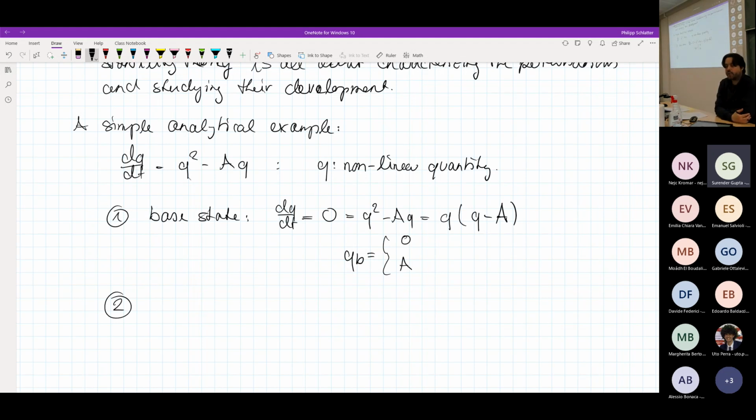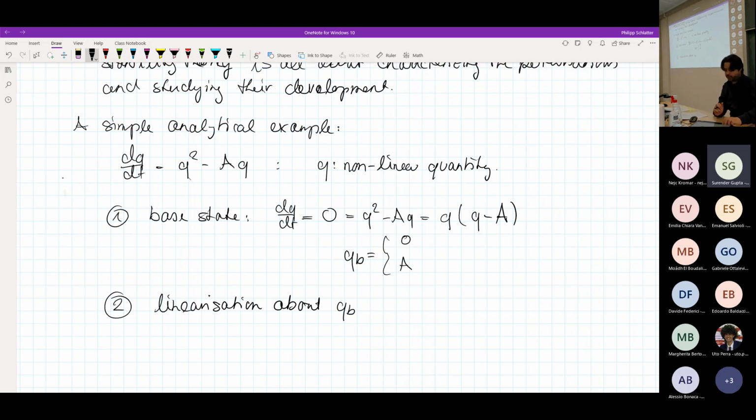The second step that we always do in a stability analysis is that we need to realize that the important thing is the region just close to the base states. So that means a linearization is typically what we can do, because we're only interested in the region very close to either, in this case, QB being 0 or Q being A. So we do a linearization about the base states, and in this case it would be QB being either 0 or A.